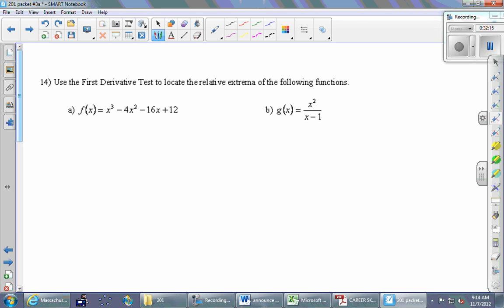Without any graphing calculator, without any picture to rely on, this is going to be all algebraic. It says use the first derivative test. Well, guess what we're about to do first? Let's find the derivative. F prime of x equals three x squared minus 8x minus 16. Yes? Okay. And apparently the points that are important to us are going to be the points where the derivative is either 0 or undefined, right? Those are the two things we're going to do with the derivative.